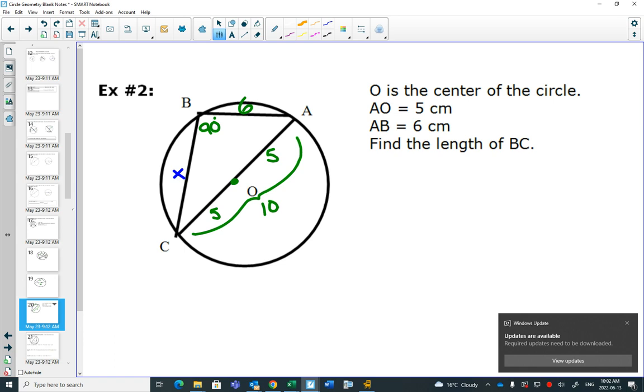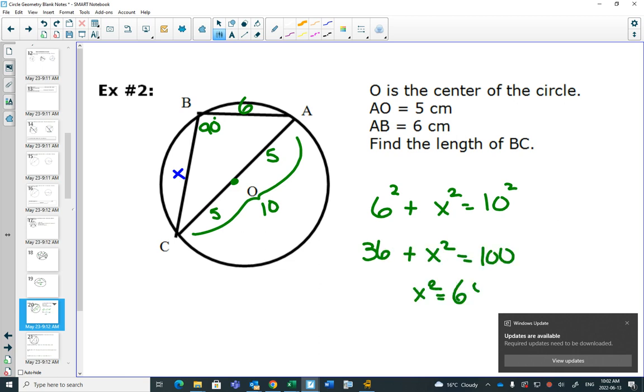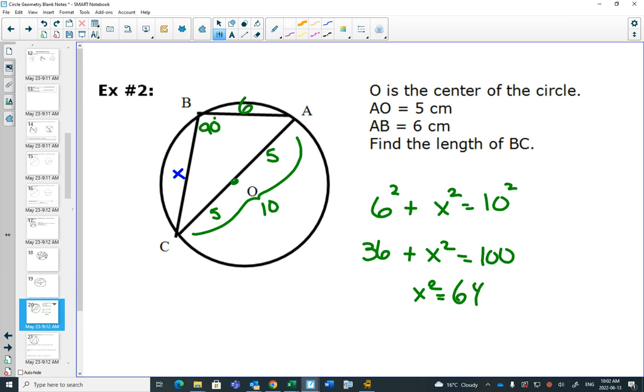A squared plus B squared equals C squared. So 6 squared plus X squared equals 10 squared. 36 plus X squared equals 100. X squared equals 64. And X, now technically when you square root both sides you have to have a plus or minus, but since we're doing lengths it has to be positive, and the only answer is X equals 8.